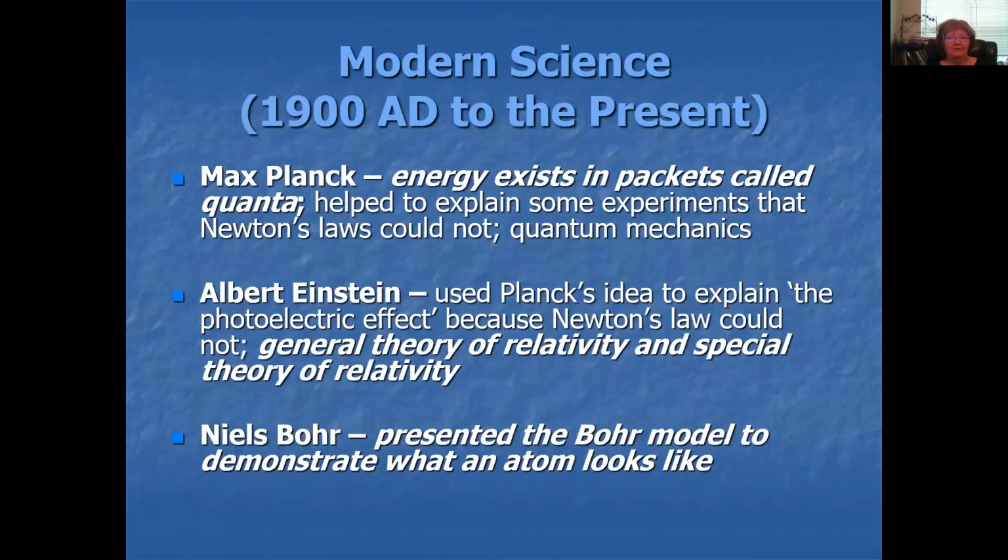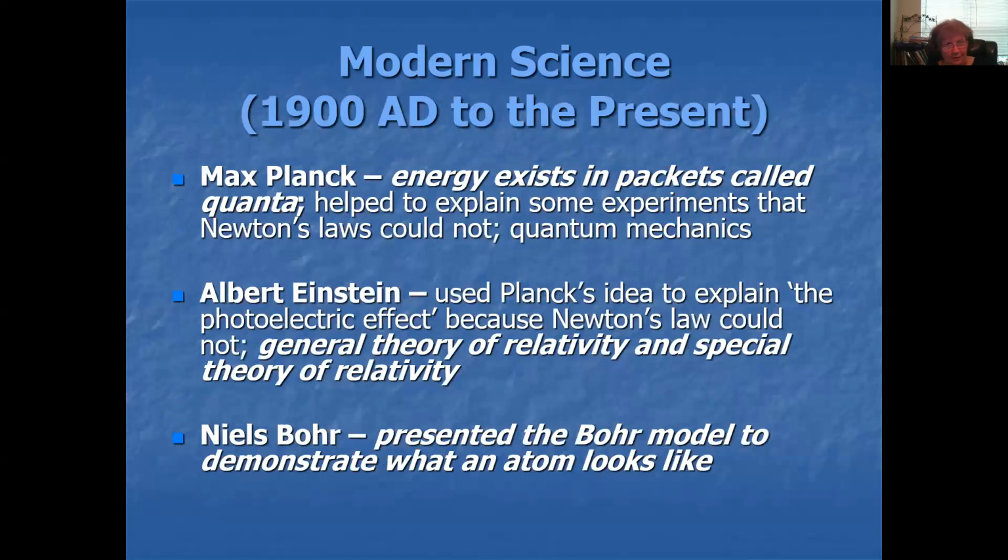Max Planck said energy is in packets called quanta. Came up with the idea of quantum mechanics to explain how the atom works. Actually helped explain some experiments that Newton's laws didn't quite explain. Remember I said Newton wasn't completely right about everything. He was right about a lot of stuff though. But he kind of tweaked it a little bit and said, this is probably what Newton meant. And so Max Planck did that.